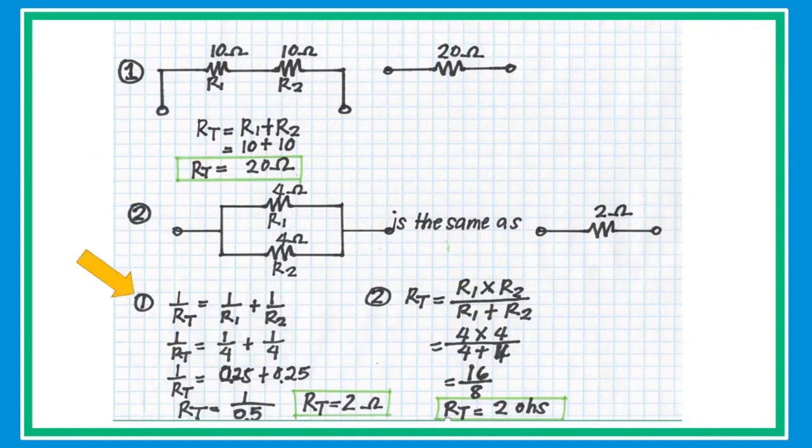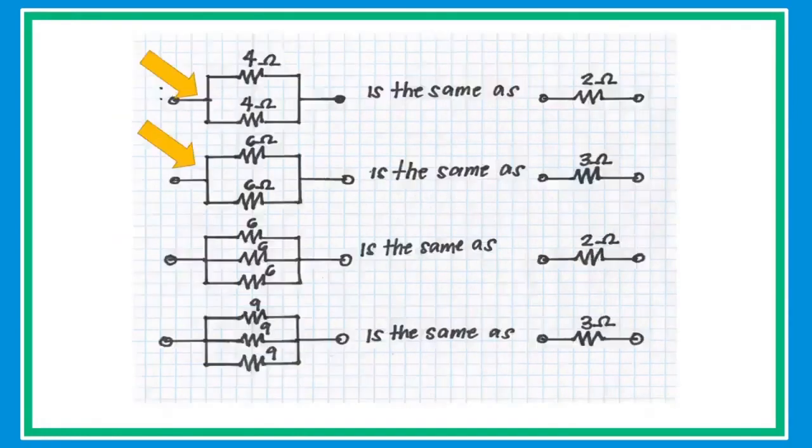1 over RT equals 1 over R1 plus 1 over R2 plus 1 over R3 and so on. And if we have two resistors connected in parallel, we have a special formula: RT equals R1 times R2 over R1 plus R2. Then just simply substitute the values of the resistors to get the value of the equivalent resistance. If we have two resistors that are connected in parallel that have the same value, the equivalent resistance is simply half of the value.